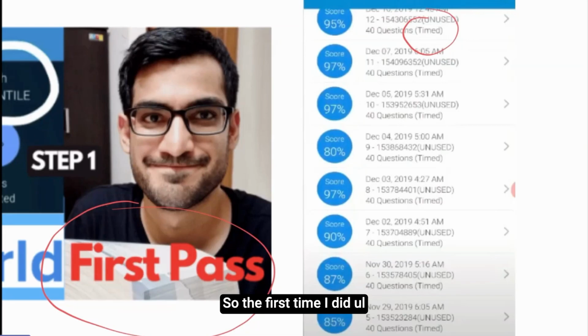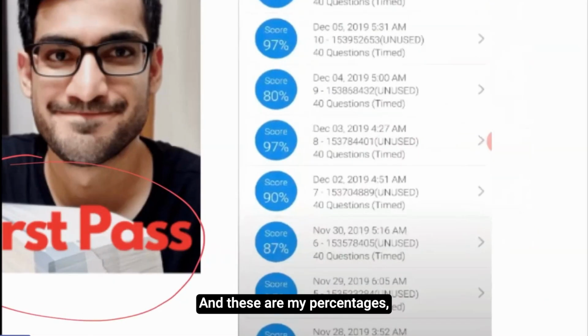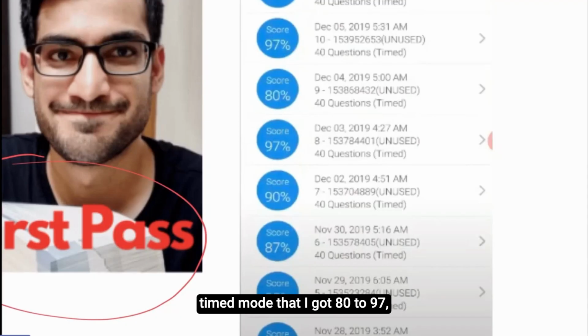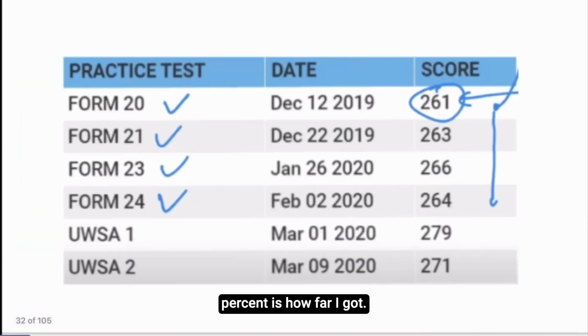So the first time I did UWorld, I had a 93% correct rate. Out of all the questions, I got 2,677 questions correct, and I was in the 90th percentile. People don't believe it, but this is the power of pattern recognition, clue recognition. If you know how to do test taking, this is the kind of results you get. And these are my individual percentages on timed mode: 80 to 97, minimum 80 you would see, and maximum, I think 100% is how far I got.